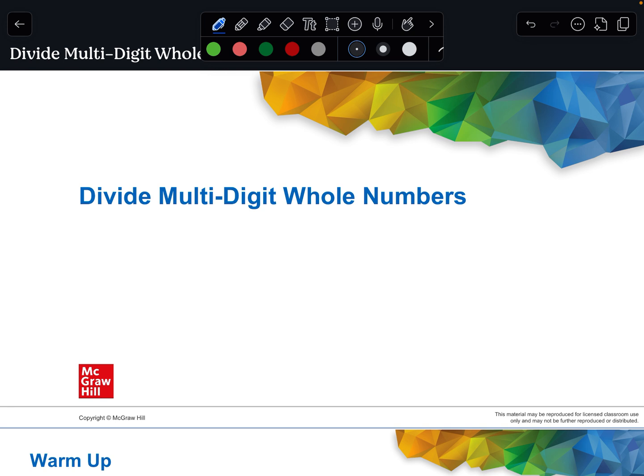Okay, so this unit is a unit where we work with multi-digit whole numbers and fractions. We're going to be practicing our different mathematical operations for whole numbers and fractions.